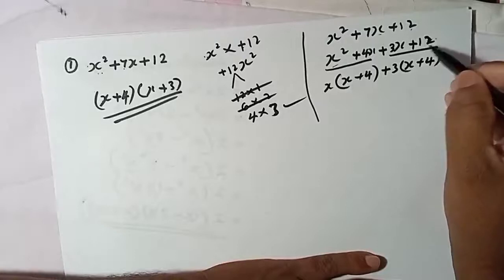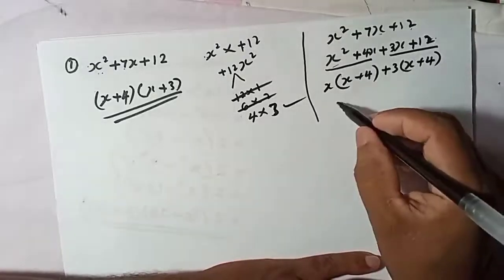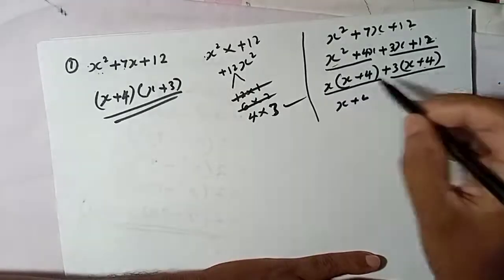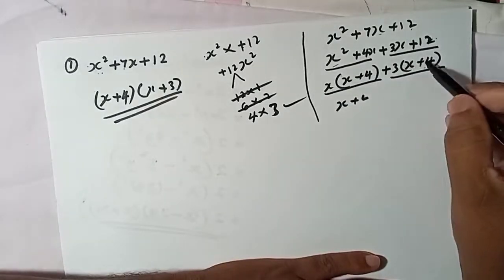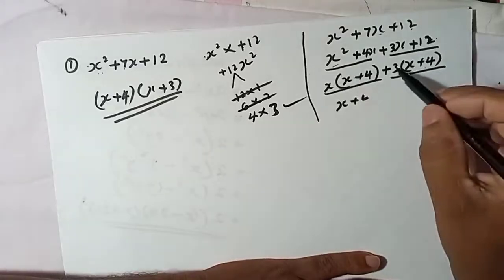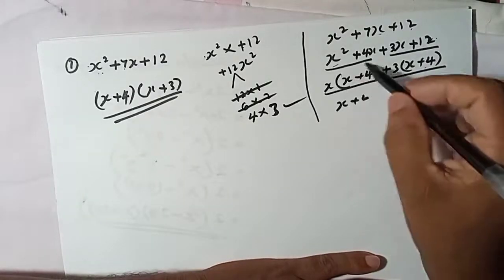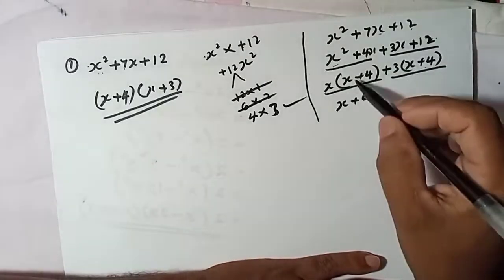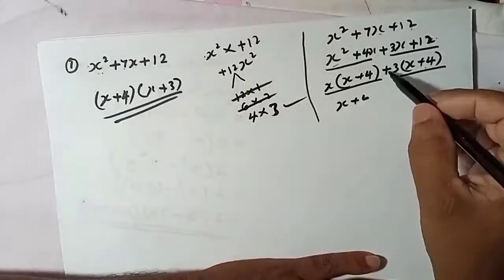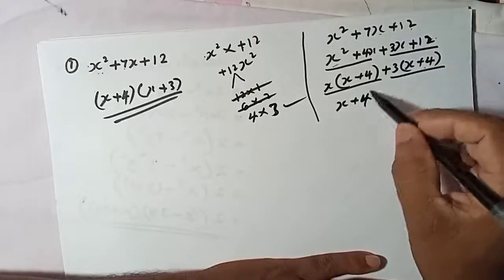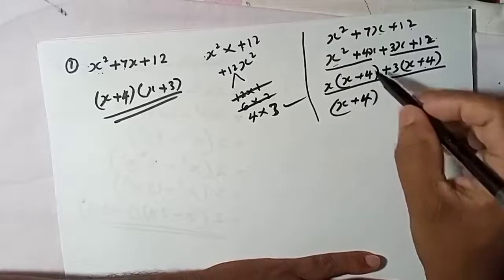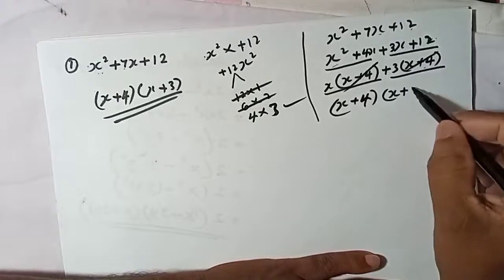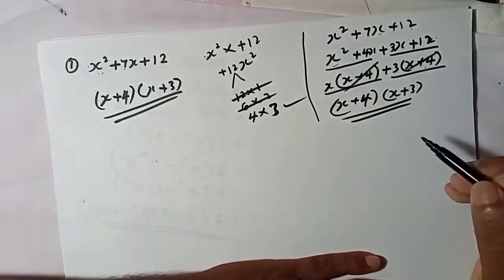Because 12, I can write 3 into 4, so 3 gets outside. Now remember, what is common here? For this term and this term, x plus 4 is common. You can think of xy and 3y. Inside the bracket, if it is the same, x plus 4, x plus 4, then you can think of it as one letter, the same letter, like y. So y is common, no? It gets outside. Like that, I will get x plus 4 outside. Then what is the remainder here? x plus 3. So this is the answer, right?